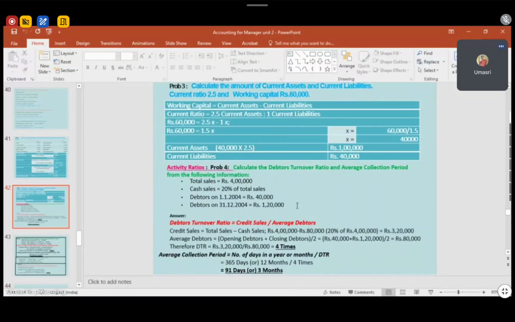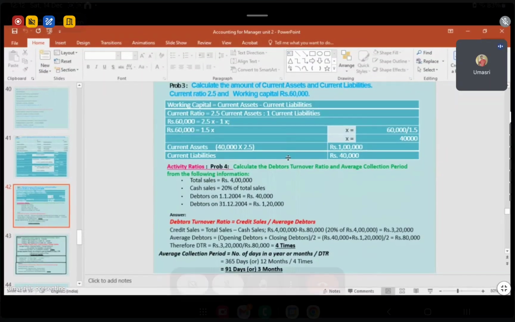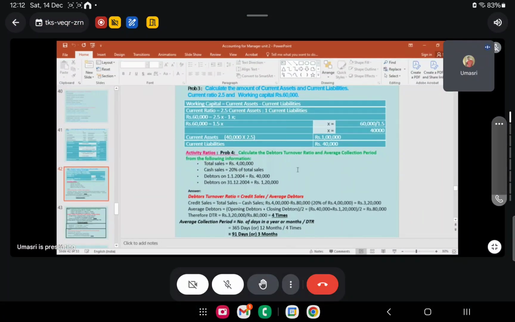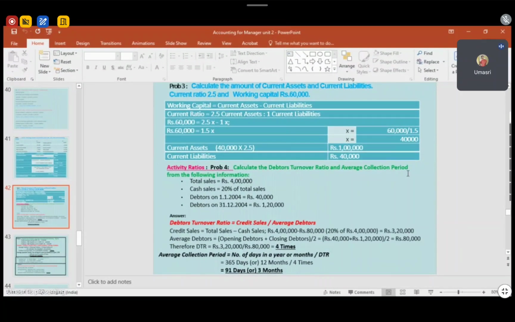See this problem. This one I think I have taken last class. Calculate debtors turnover ratio and average collection period from the following information. Total sales are 4 lakhs, cash sales 20 percent of total sales, debtors on 1/1/2004 40,000, debtors on 31/12/2004 1 lakh 20,000. So you are required to calculate debtors turnover ratio and average collection period.